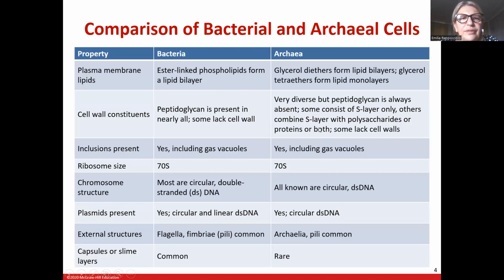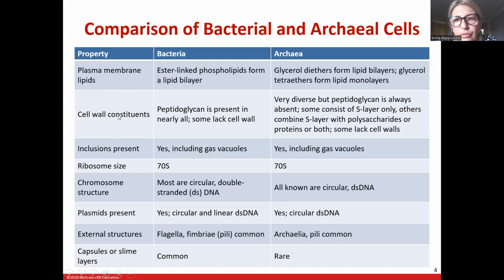This table summarizes a comparison of bacteria and archaeal cells. When we look at these major components of the cell, we see that there are some important differences. For instance, the lipids that make up the plasma membrane of archaea are quite different chemically compared to the ones of bacteria. We're going to talk about these a little bit more in detail later.